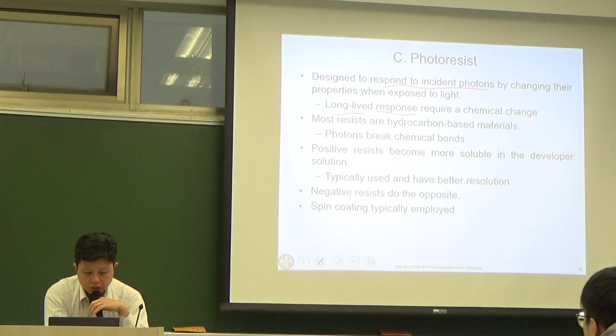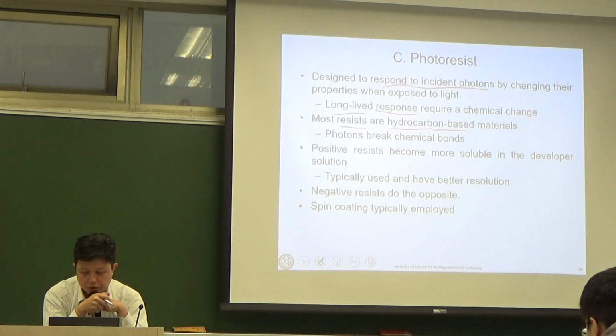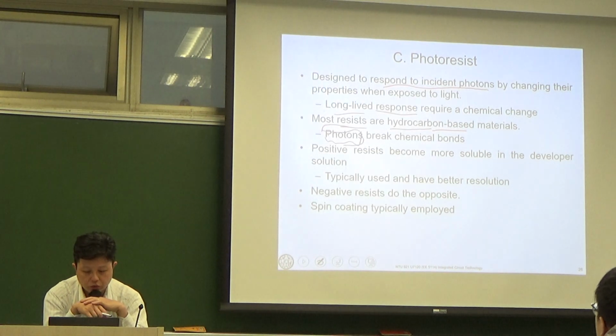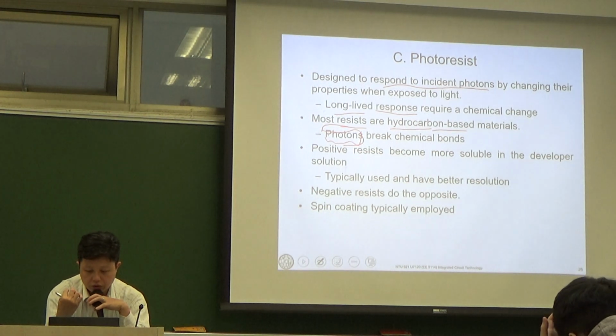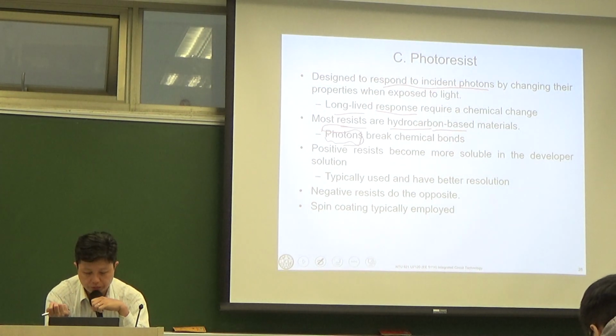Okay, and most of the resists are hydrocarbon based. Okay, you have hydrogen and carbon, this kind of compound material. And if you have photons, incident photons will provide energy to break the chemical bonds between these molecules. So that will trigger some chemical reactions to change the properties.